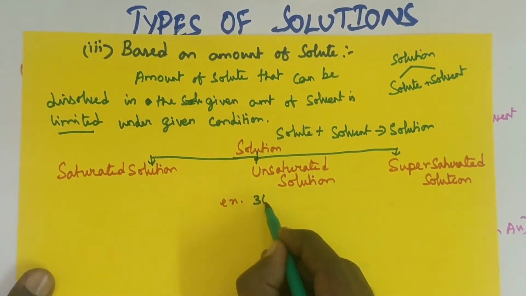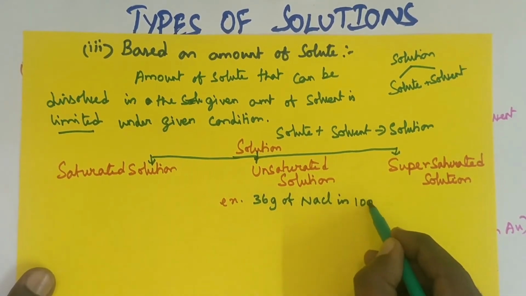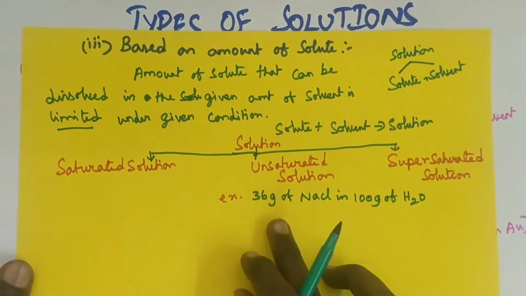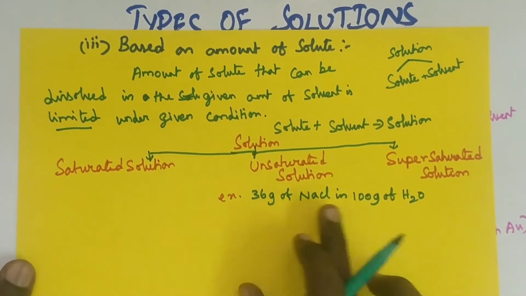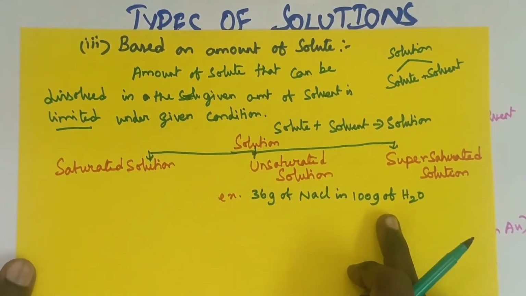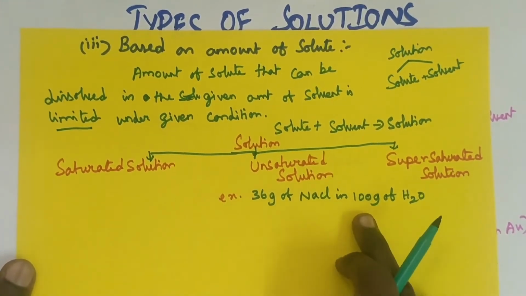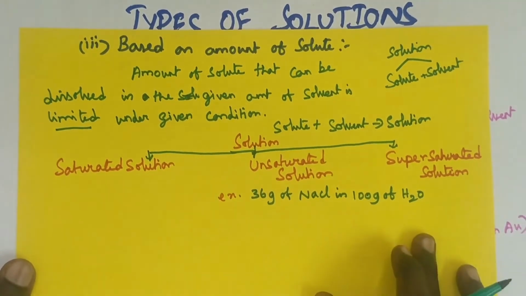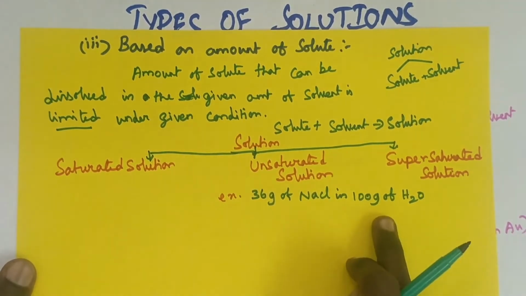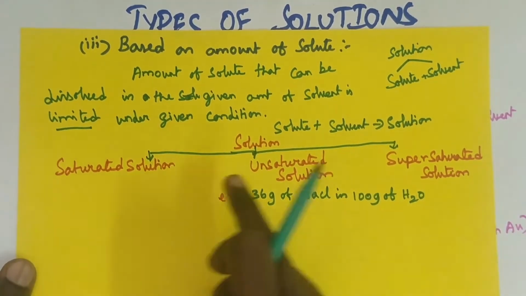General example is 36 gram of NaCl in 100 gram of water. That means we can dissolve only 36 gram of NaCl in 100 gram of water. More than that we cannot dissolve in 100 gram of water. Remember, up to 36 gram of NaCl we can dissolve in 100 gram of water. More than that we cannot dissolve. So sodium chloride has certain limit. So using this example we can see these 3 topics.